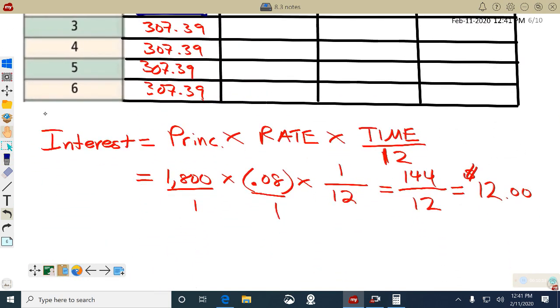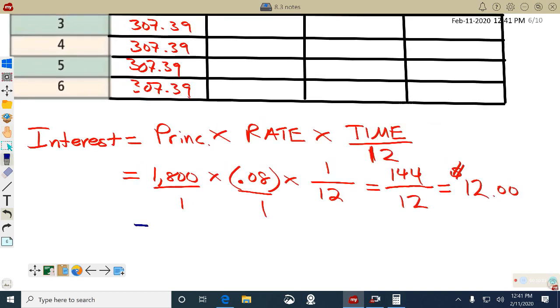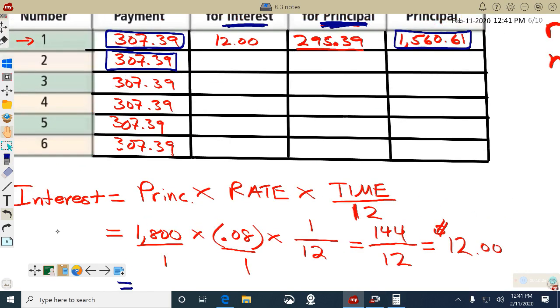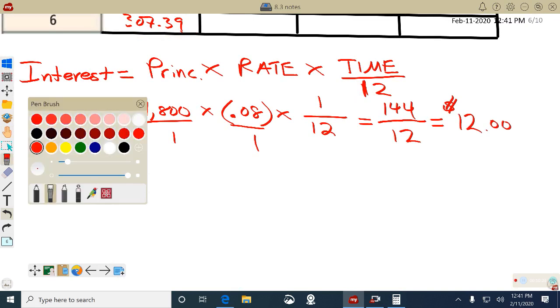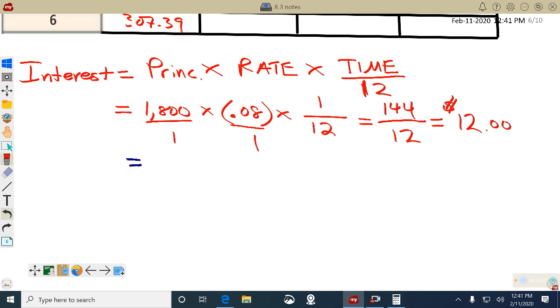Down here, but with the new principal. So let's do it again now. The principal now is not 1,800 as it was originally. The new principal is now $1,560.61. Exactly where we left off. So on month 2, he's paying off $1,560.61. How much is the bank going to keep? Here we go. 0.08 times 1 out of 12 again. It's only 1 month he's paying. It's the second month, but it only grew one month from 1,560.